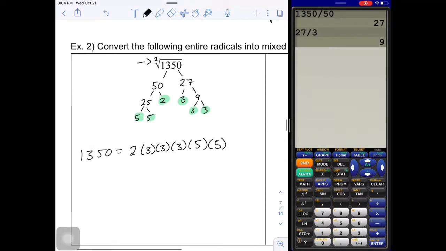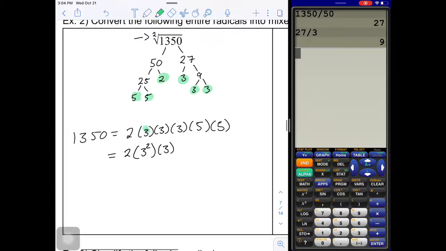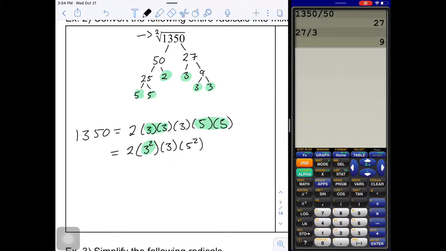Now, what is your next step here? My next step is to recognize I'm trying to take a square root, so let's put things in terms of squares where we can. Even though I have 3 times 3 times 3, I just want to group them into 2s. So I can represent this as 2 times 3 squared times 3. I've conjoined two 3s into 3 squared, and 5 times 5 becomes 5 squared. And remember that equals 1,350.